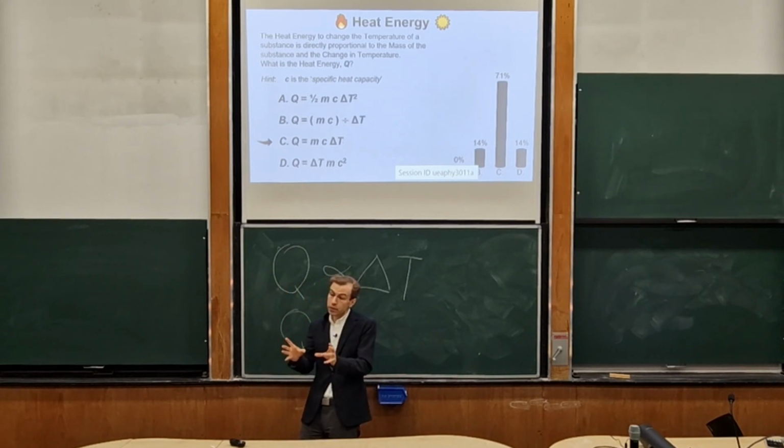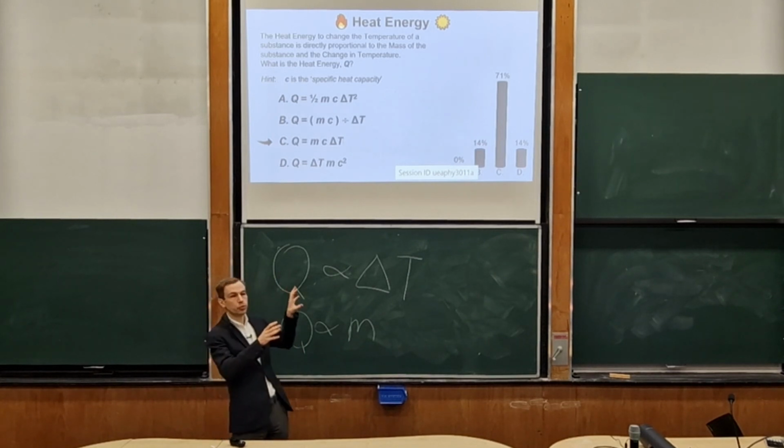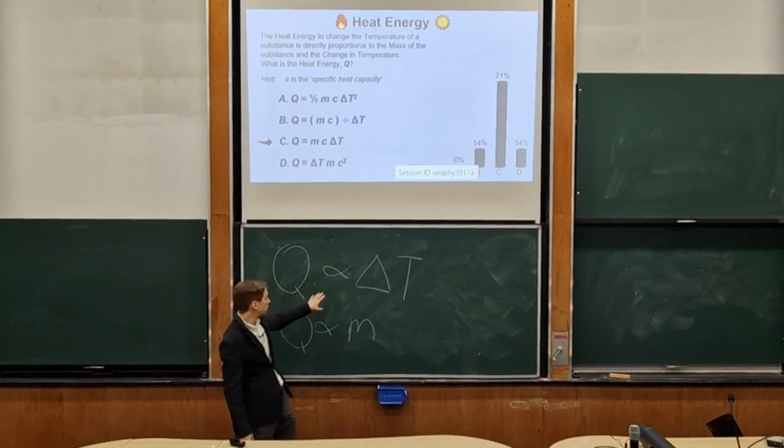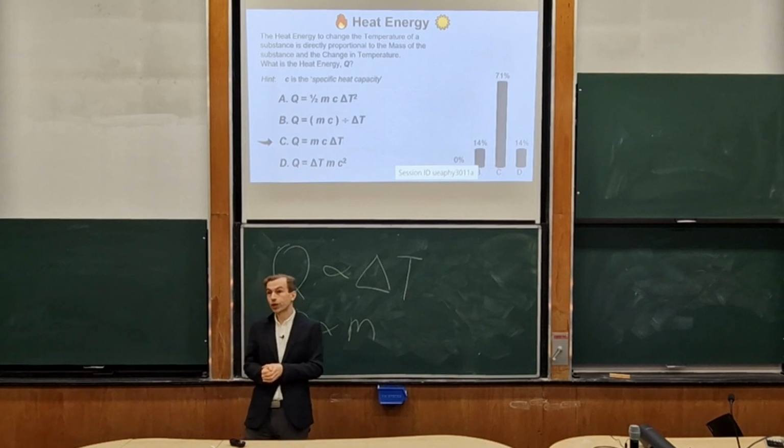So the thing I want to emphasize with this equation is that nothing there is arbitrary. All this is telling us in the form of an equation is that heat energy is directly proportional to temperature and mass, and that proportionality is something that we call the heat capacity.